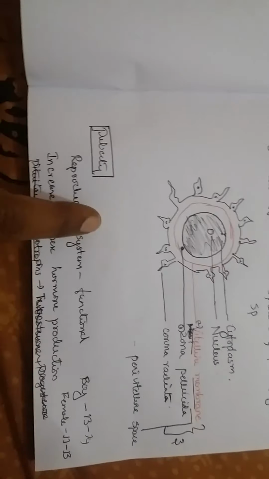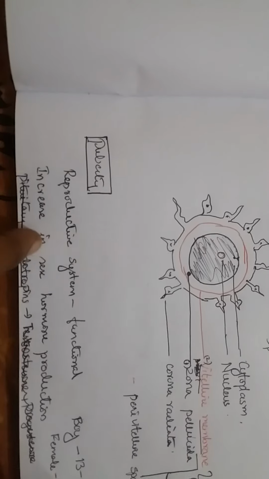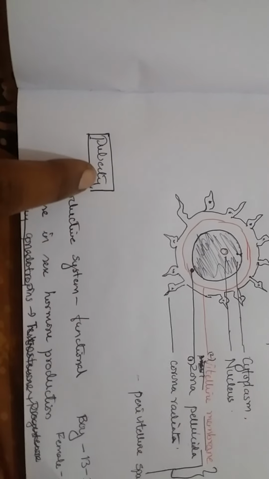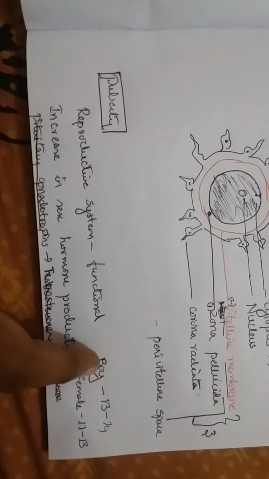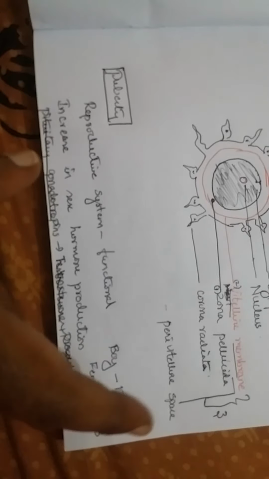And the next thing is, we learned the definition for puberty. Whenever the reproductive system becomes functional due to increase in the sex hormone production, then it is called puberty. Generally boys will attain puberty at 13 to 14 years of age, and the female will attain puberty at 11 to 13 years of age. And this hormone production is induced by the pituitary gonadotrophins like luteinizing hormone and follicle stimulating hormone, which help in the secretion of sex hormones. So the male sex hormone is testosterone, and the female sex hormones are progesterone and estrogen, which stimulate the reproductive system to become functional.